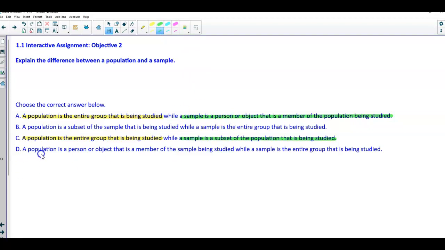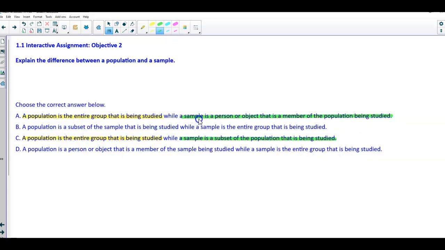In part D, it says a population is a person or object that is a member of the sample being studied. Well, that's not true. And it says a sample is the entire group that is being studied. Okay, well that's not true. So it's going to come down to either A or C.